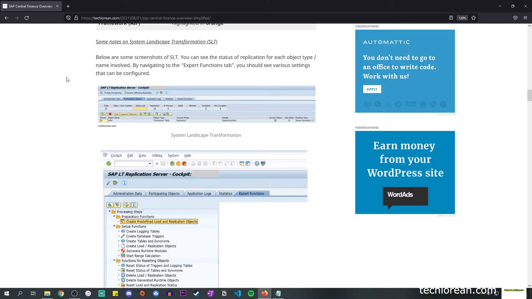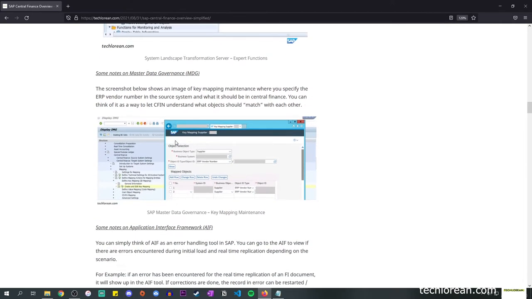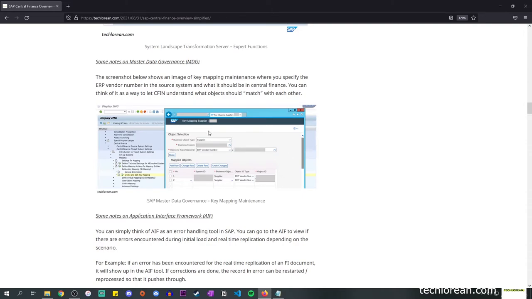I have added some screenshots below, so you'll see that for SLT, I have an example screenshot over here. There are configurations involved when it comes to the SLT. And when you click on the Expert Functions tab, you should see a lot of available configurations that involve accessing the tables, creating the database triggers, so on and so forth. When it comes to Master Data Governance, we do have a sample screenshot over here. So this is just me performing a key mapping maintenance where you specify the vendor number in the source system compared to the CFIN system. So there's this sort of mapping involved so that CFIN is aware of what vendor counterpart exists in CFIN.